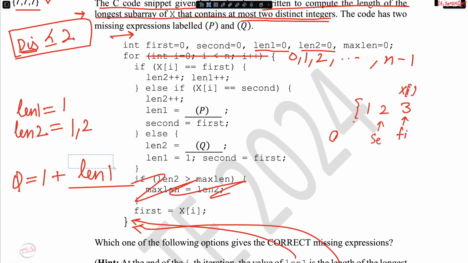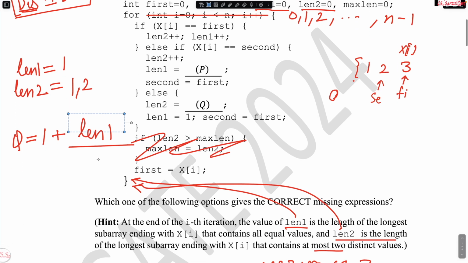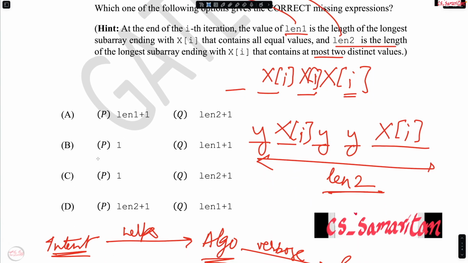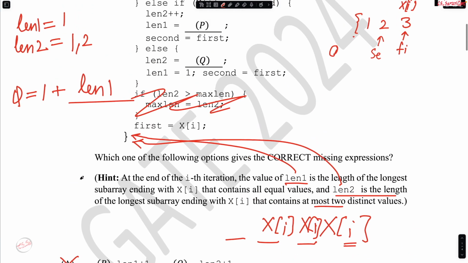So hence a variable has to come over here, that is clear, and that variable has to be one of these because they are the only length holding variables, right? Once that part is done, we get to what? Which one of the options hold 1 plus len1 for q? This option and this option. So the options A and C we can cut. They are not part of the options that we have to consider for the answer, right?